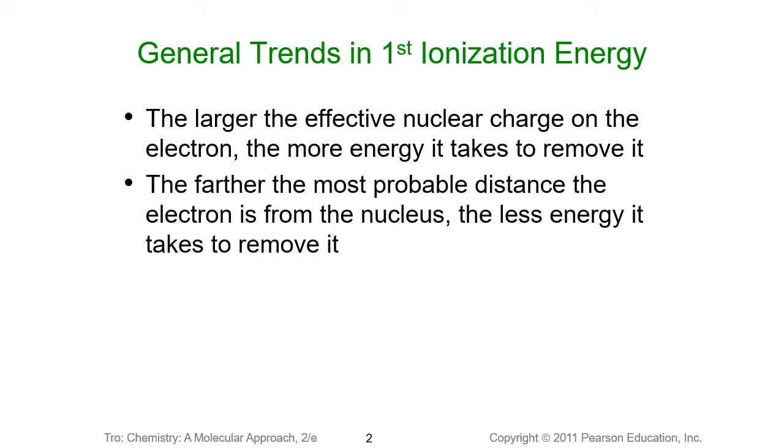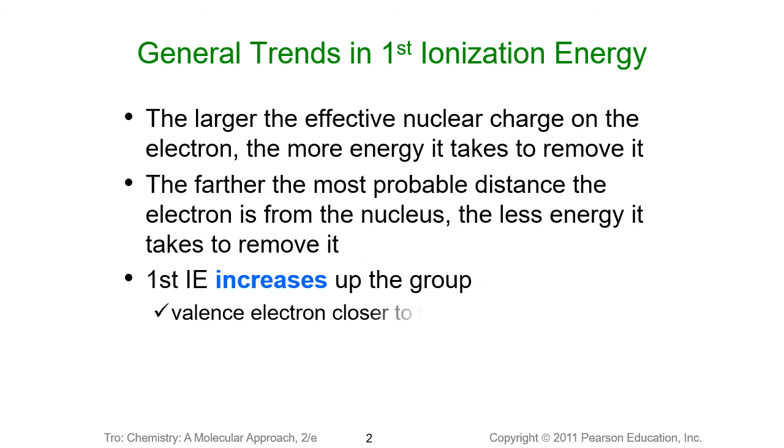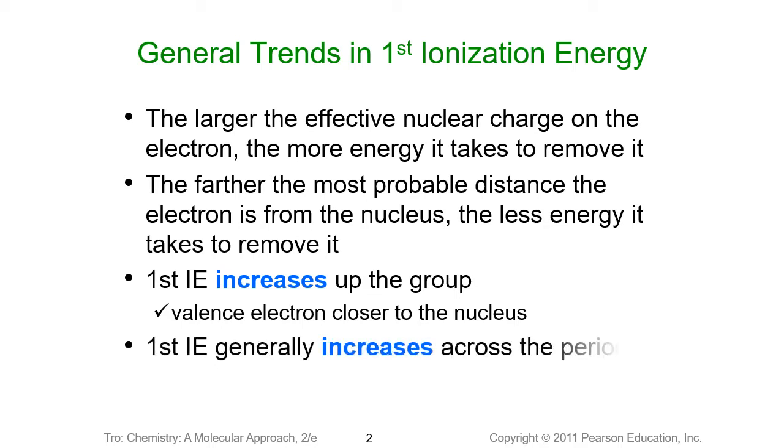The further away the electron is from the nucleus, the easier it is to take the electron away. So essentially what this is saying is that our ionization energy trend is opposite of our atomic radius. If we go up the group, our first ionization energy increases. Our valence electrons are held closer and tighter to the nucleus. As we go to the right, across the period, our ionization energy increases because our effective nuclear charge increases.